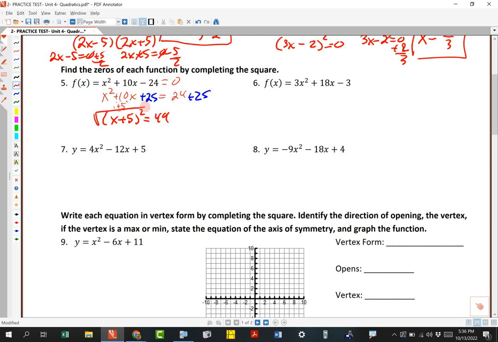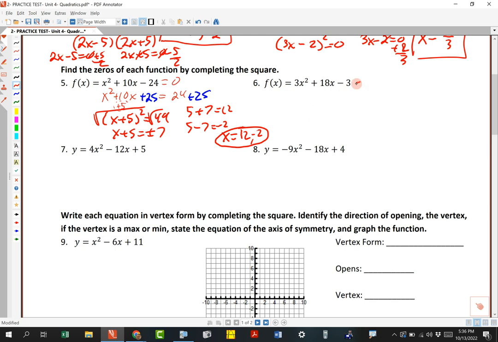And then I solve this by taking the square root of both sides. So this is going to be x plus 5 equals, don't forget the plus or minus 7. So one of the answers is negative 5 plus 7, and the other one is negative 5 minus 7. So this ends up giving me x equals, this would be a 2 out of this one and a negative 12 out of this one. Okay, so there's the answer on that one.